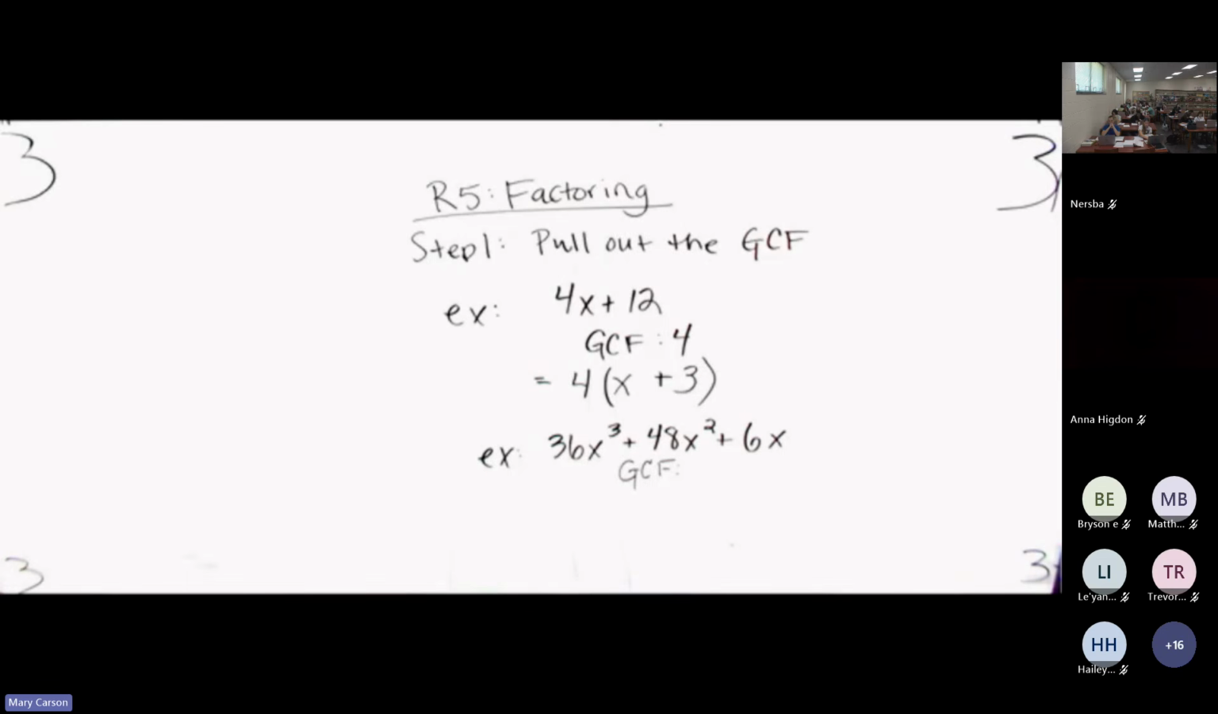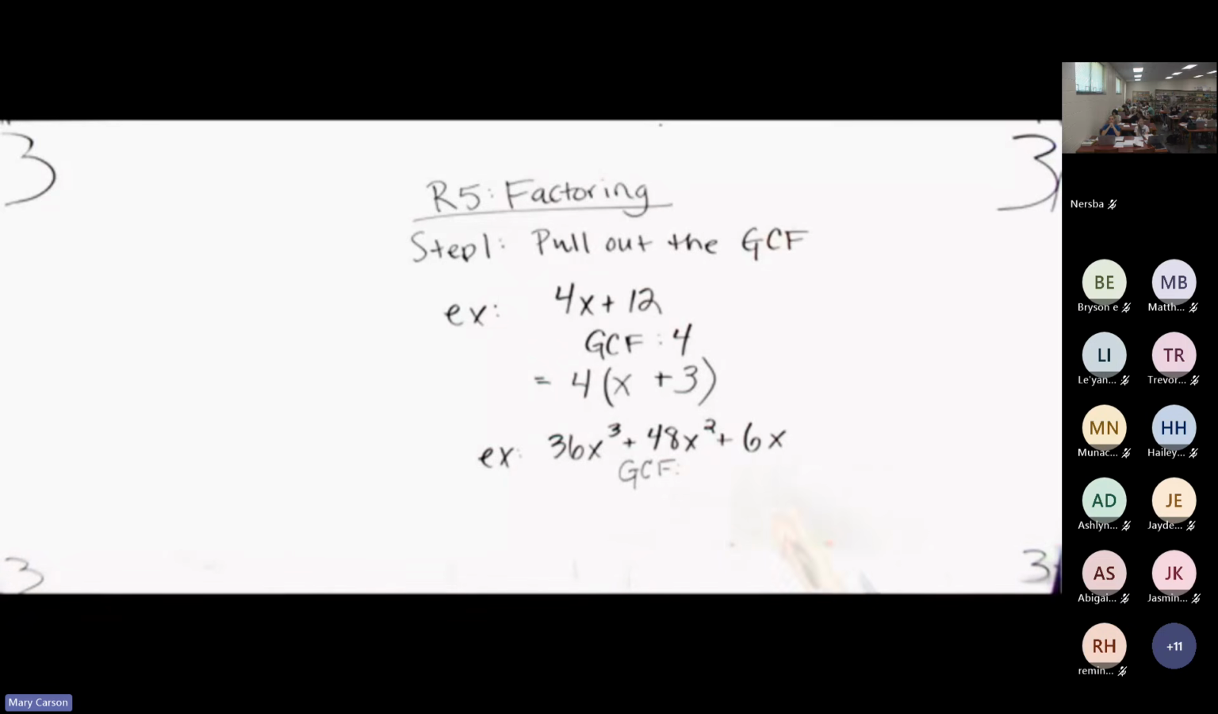All right, first of all, what can go in each of these the greatest? 2 can go into all 3 of these, but it's not the greatest because 6 can go into 6, 6 can go into 48, and 6 can go into 36. So 6 is going to be the greatest. Then you need to look at your variables. This one has x cubed, this one has x squared, and this one has x. So think about it. If I have 3 x's here, I have 2 x's here, and I have an x here. What do they all have in common? They all have at least a 1x. Does that make sense? So your GCF is going to be 6x.